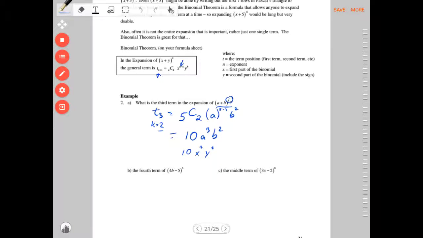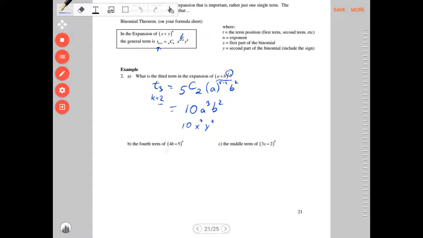Now, let's try these next few. So the fourth term in this expansion, so I want T4. So remember, the formula is written as T K plus 1, so that means that K equals 3. Okay, so that's going to be N choose K. So N is 6. That comes from the exponent, right? So N choose K. K was 3.